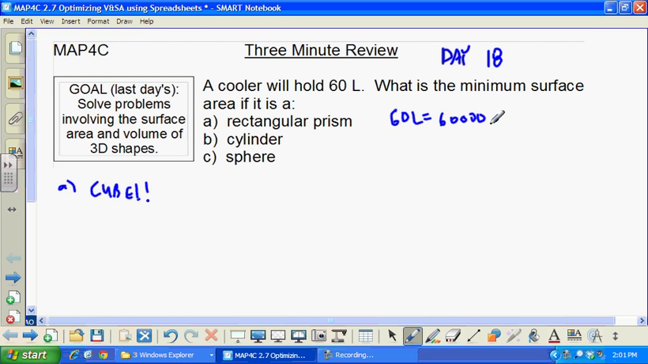60 liters is 60,000 milliliters, right? Each milliliter is a centimeter cubed, so that's 60,000 centimeters cubed. Okay, and draw a little diagram of our cube. Should be using a ruler, but oh well. X by X by X, right?